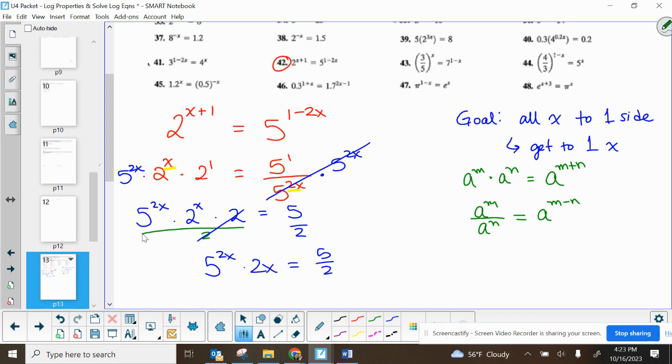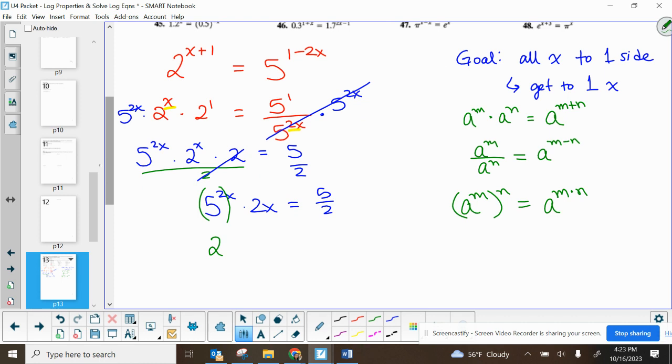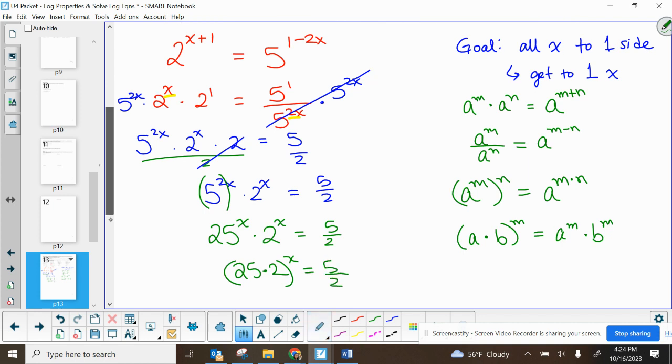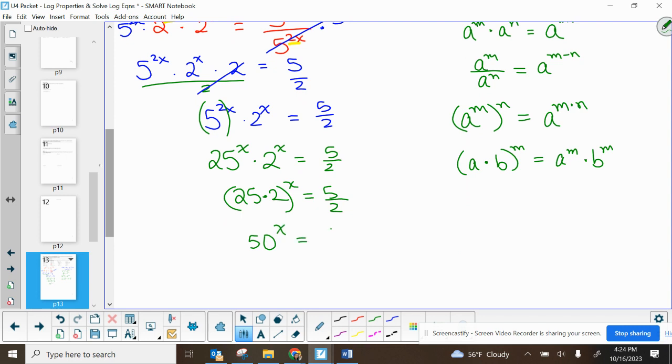Now I'm going to remember another exponent rule that says that a to the m raised to the n, I would just multiply those, which means I can go backwards. So that means I have 25 to the x times, oh, I'm sorry. This is supposed to be 2 raised to the x, not 2x. Sorry about that. So 25 to the x times 2 to the x equals 5 over 2. And then again, I can use another rule that a times b to the m is a to the m times b to the m. So I'm going backwards with that: I have 25 times 2, both raised to the x, equals 5 over 2. So finally, I have 50 raised to the x equals 5 over 2.